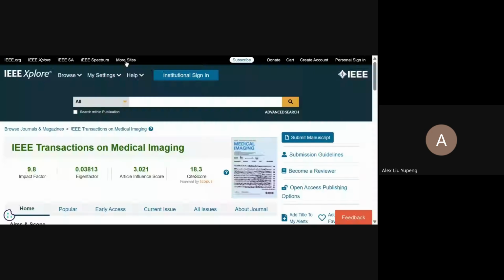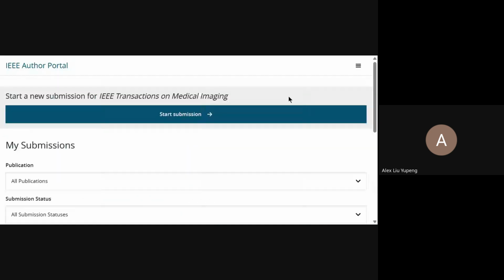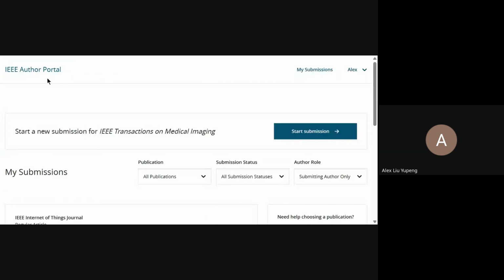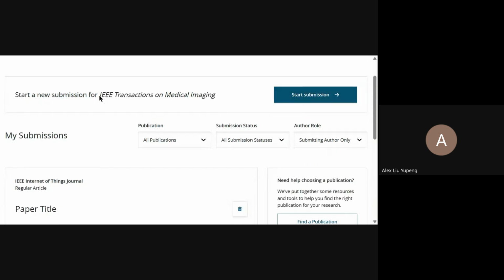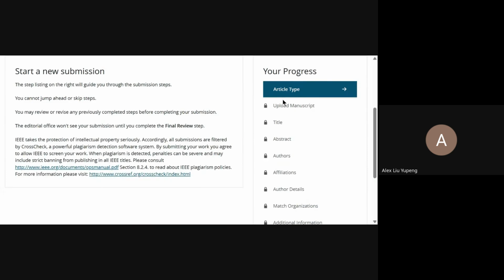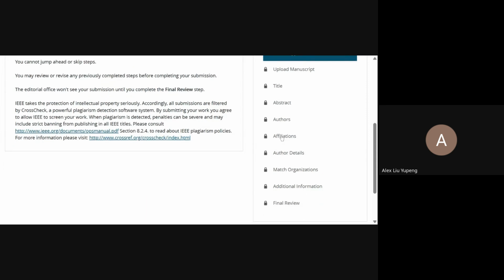So this is the journal's homepage. All you have to do is click on submit manuscript and log in. It will bring you to this website, which is the IEEE author portal. You can start a submission here, IEEE Transactions on Medical Imaging. If you click on start submission, all you have to do is follow the step-by-step guide. Upload manuscript, select article type, key in the title, type out the abstract, indicate who the authors are, author affiliation, author details, match organization information, and everything, right?